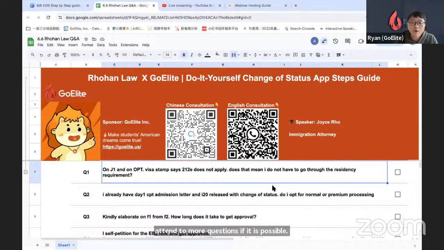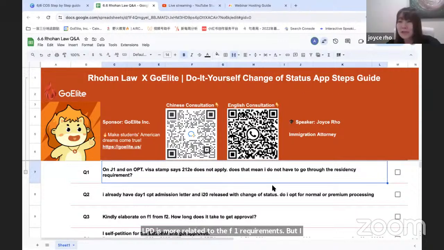On J1 and on OPT, F1 stamped says 212E does not apply. Does that mean I do not have to go through the residency requirements? First of all, I want to address that J1 and OPT seems a little bit off, because OPT is more related to the F1 requirements. But I wanted to let Joyce speak to this question. Yeah, I was thinking the same thing, Ryan. The question is mingling some terms, I feel.